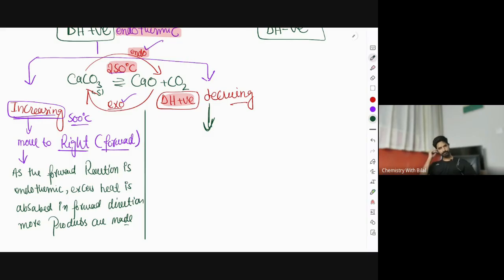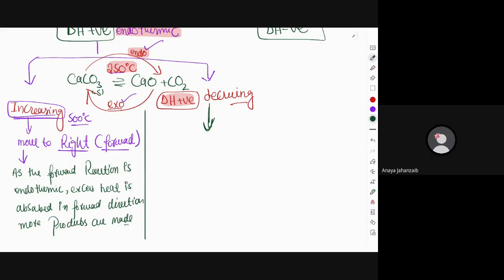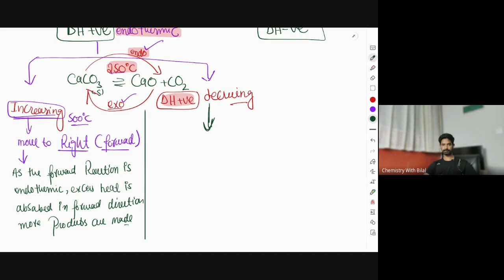Yes, Anaya. Sir, we can say that as the temperature is decreased, more heat will be released to compensate for the heat that has been decreased, which will make the reaction go in the backward direction and more reactants would be formed. Excellent. All right.